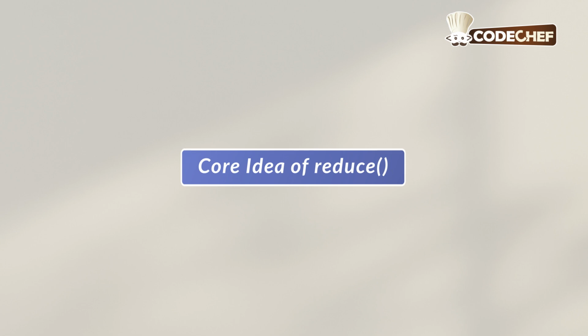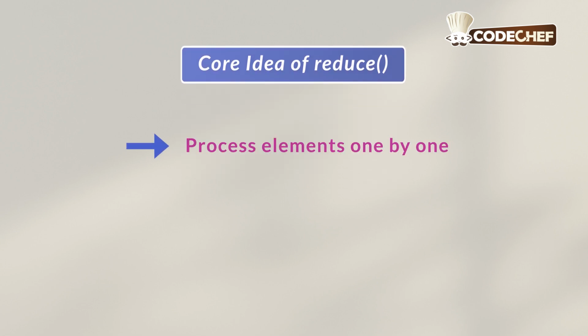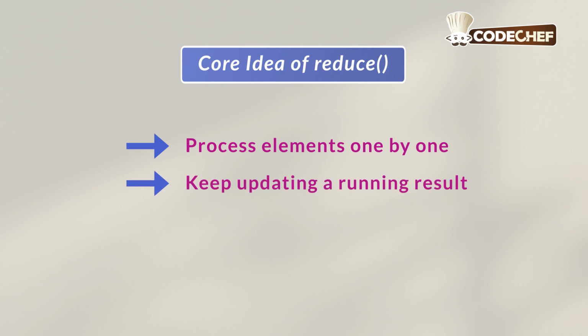Now, coming to the core idea of reduce, it is very straightforward. JavaScript processes the array one element at a time and keeps updating a value as it goes. That value keeps changing until the array ends and then it is returned.